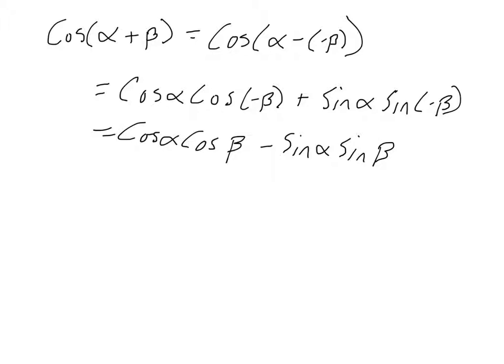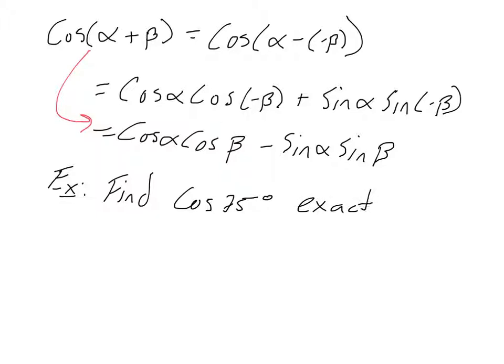So now we have the addition formula for cosine. Cosine of alpha plus beta is equal to cosine alpha times cosine beta minus sine alpha times sine beta. We can use that in the following way. Let's say, for example, I asked you to find cosine of 75 degrees, exactly. So not using your calculator, but find an exact quantity for that. How could we use this identity that we have just proven to find that value?